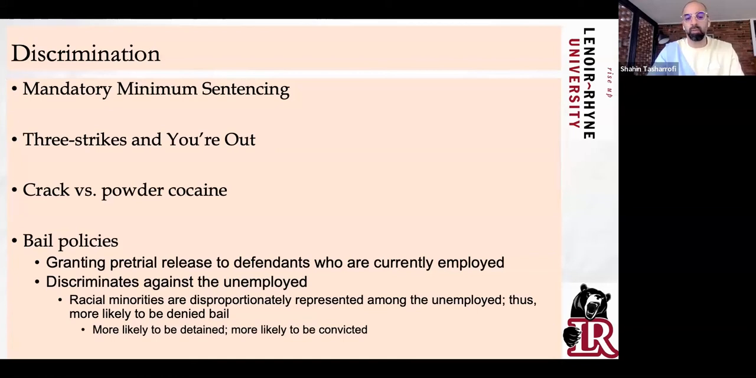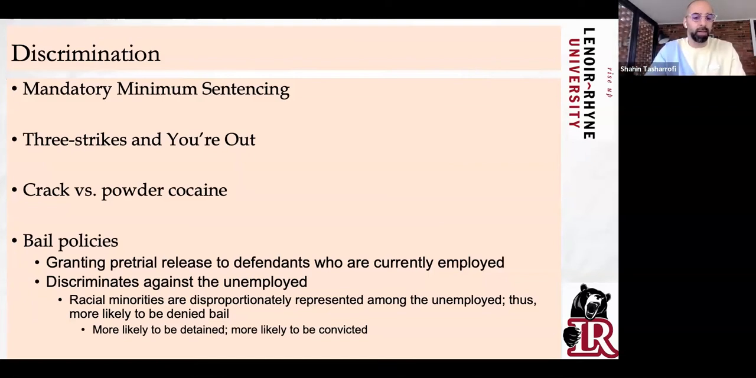Another example of this would be bail policies, which shows you that not all the discrimination we're talking about directly affects racial minorities, but it sets the stage for influencing a certain group of individuals more than others. For example, granting pretrial release to defendants who are currently employed is a policy that is being used by many states. So if you're employed, you are less likely to be detained, and reasonably so, right? You might conclude that if someone is employed, they are less likely to engage in crime because of higher stakes in the community.